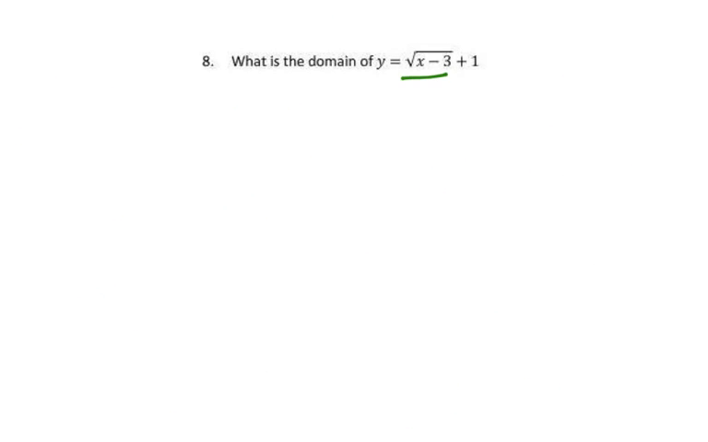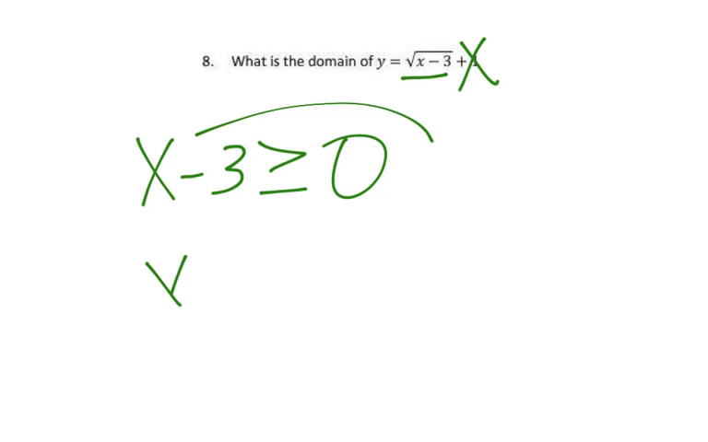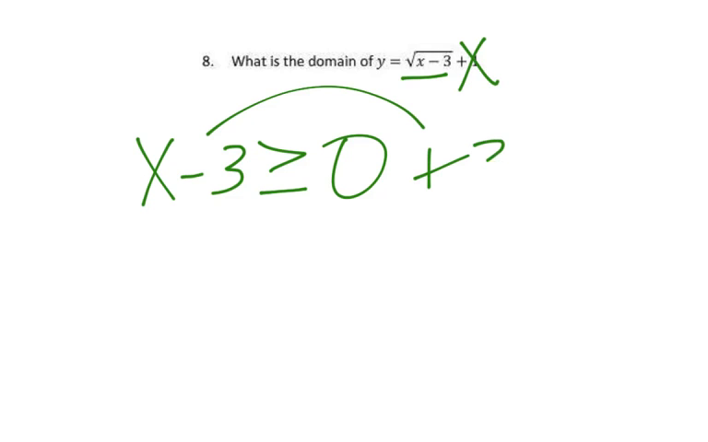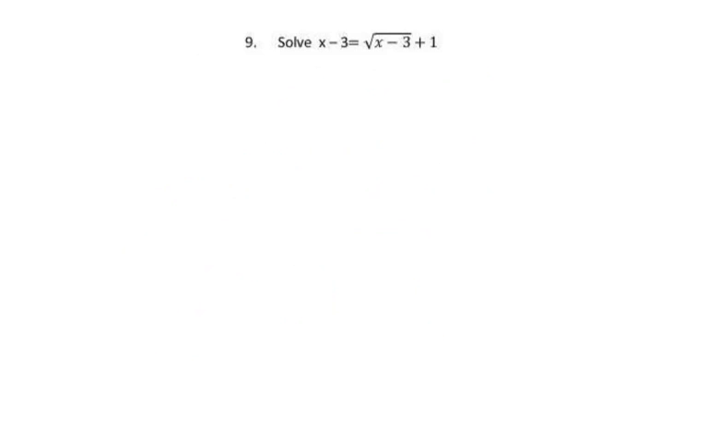Domain. All I care about is what's under the square root. The plus 1 does not matter. X minus 3 is greater than or equal to 0. Move your 3. X is, sorry, my writing got pretty bad. Move your 3. X is greater than or equal to 3. That is your domain.